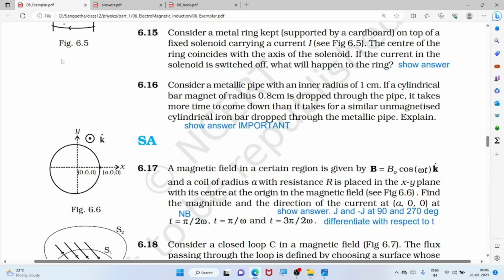Consider a metallic pipe with an inner radius of 1 centimeter. If a cylindrical bar magnet is dropped through the pipe, it takes more time to come down compared with an unmagnetized cylindrical iron bar dropped through the metallic pipe. I think this is due to the eddy current that resists the motion, so it takes more time. Problem 6.16.